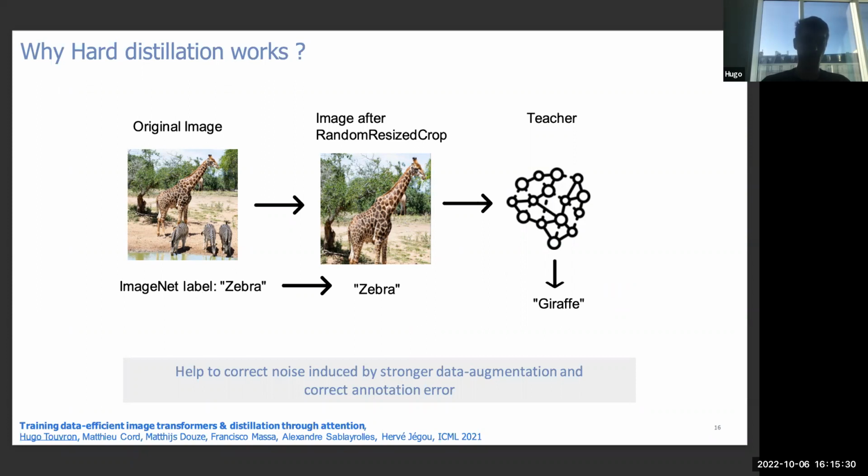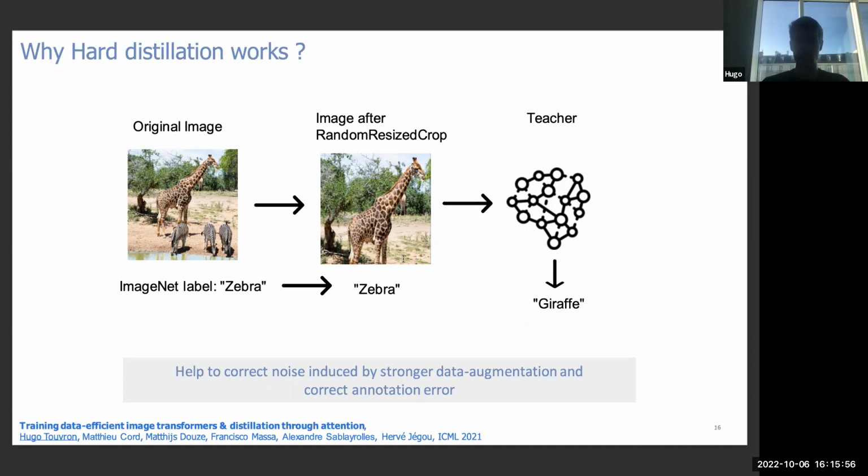So if we suppose this is the original image with the label zebra, there are a lot of images on ImageNet with two different concepts in the image, but we have only one label. If we apply random resize crop on these images, we will first select a crop in the image randomly, and after that we resize the crop. So typically we can have this kind of result.